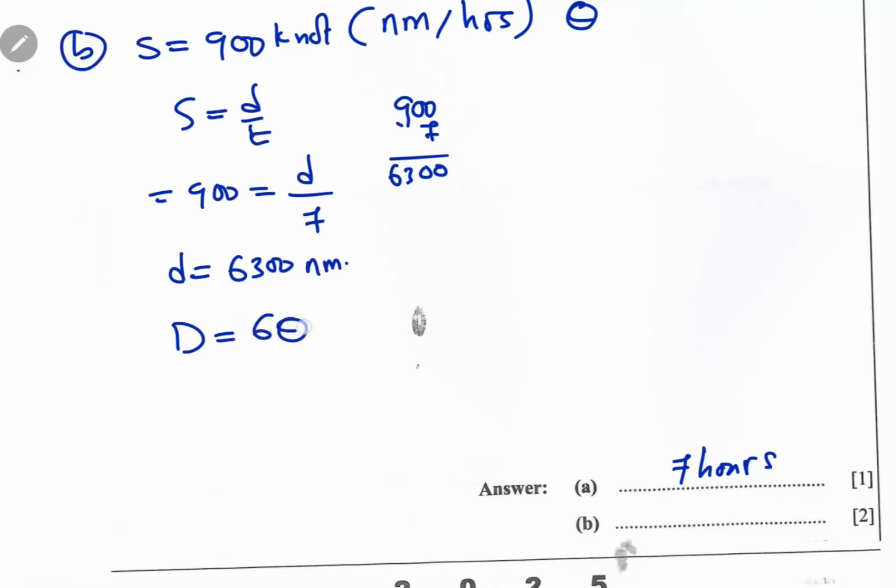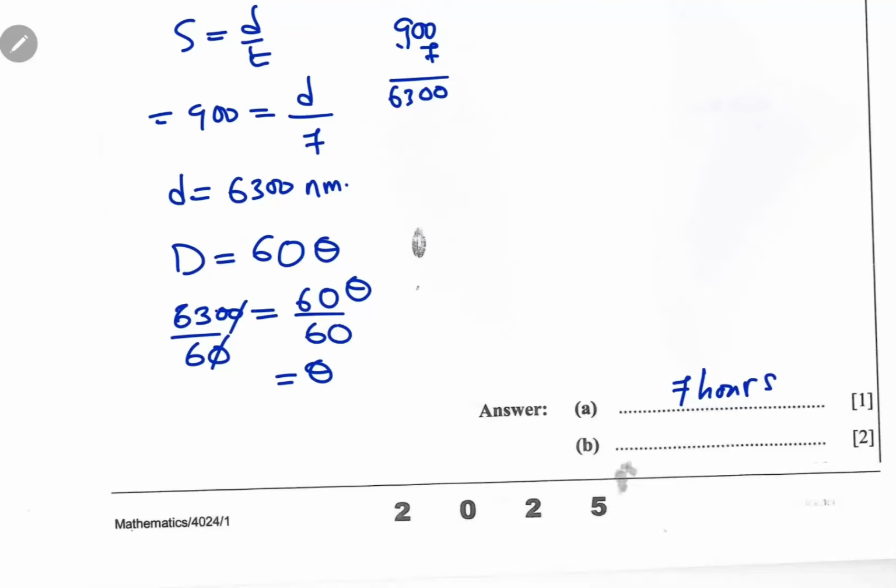Now that we have the distance, we can find theta by using distance equals 60 theta. So 6,300 nautical miles is equal to 60 theta. Divide both sides by 60. Theta therefore is equal to 105 degrees. Confirm. That is how you answer this question. So 105 degrees. And I guess you followed.